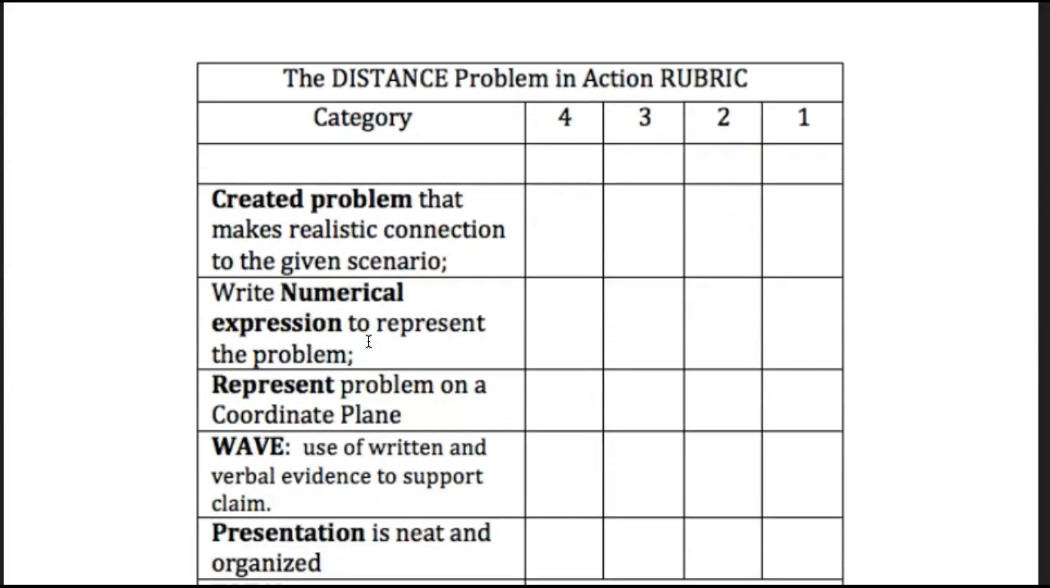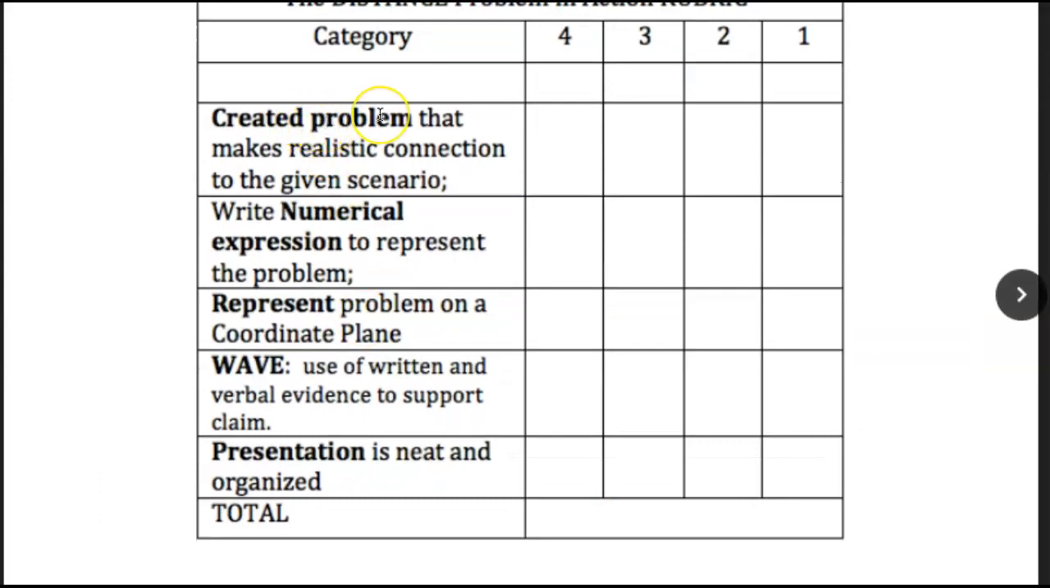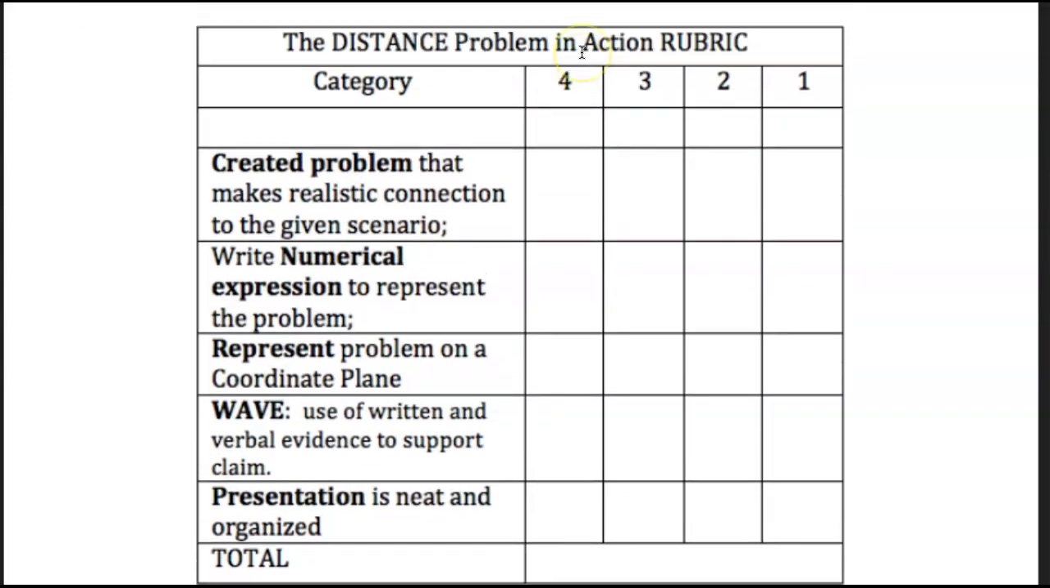All right. The rubric is here. You create a problem, be realistic. You get 4 points for that. Numerical expression like the way you did absolute value of this plus absolute value of this. So represent the problem using the coordinate plane. You plot the points and you explain and make sure your work is neat and readable.